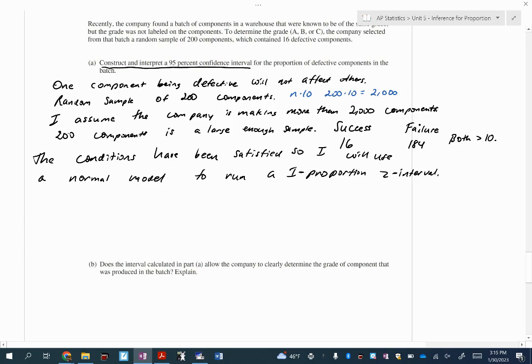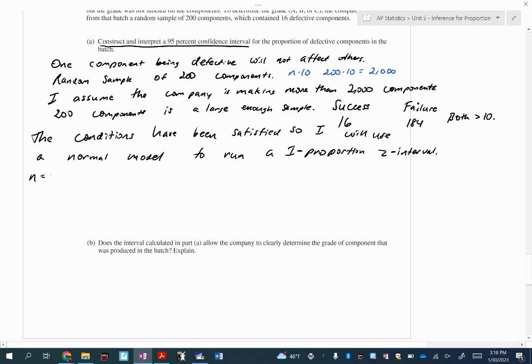All right? So make sure you're ready for this Wednesday/Thursday. So let's do our mechanics. So write down what we know. Sample size 200. Number of successes 16. So our p hat is 16 over 200, which is 0.08, right? 8%, not 80%. Who remembers the formula?